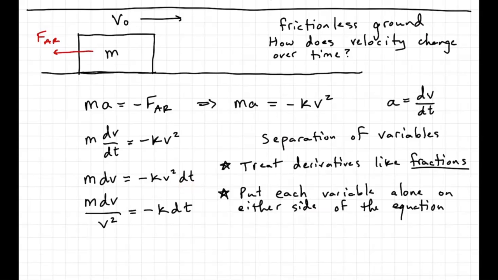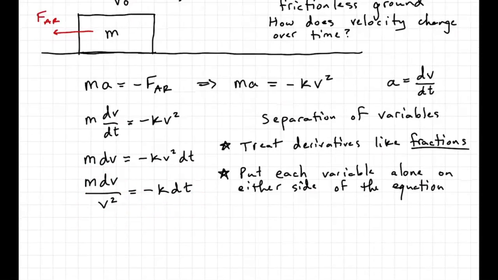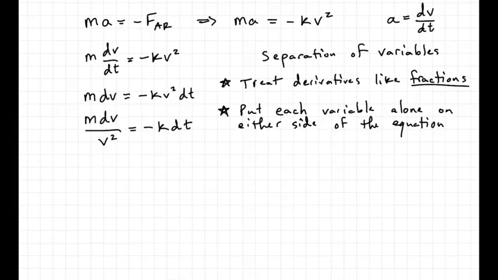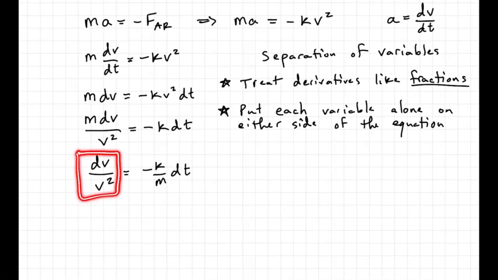So I've done what I wanted to. I just have time over here. That's the only variable I have. And I just have velocity over here. That's the only variable I have. Okay. I'm going to move the constants around to get them the way I want to. So I'm going to make it like this, k over m dt. Just put the constant terms on the right-hand side for my convenience. Okay, so now I have two things. I have a left side that only depends on velocity and a right side that only depends on time. And here's the last critical step for separation of variables. Integrate both sides simultaneously.